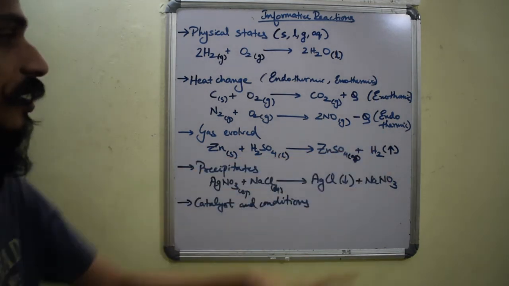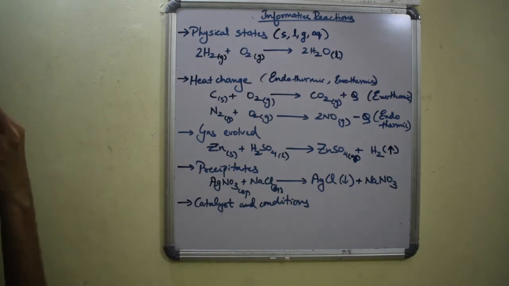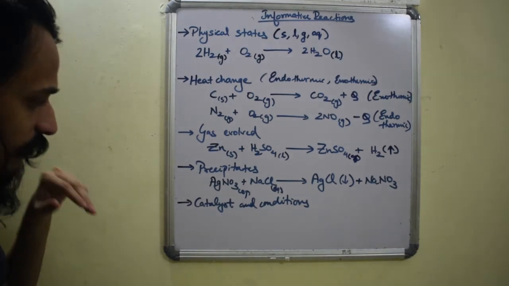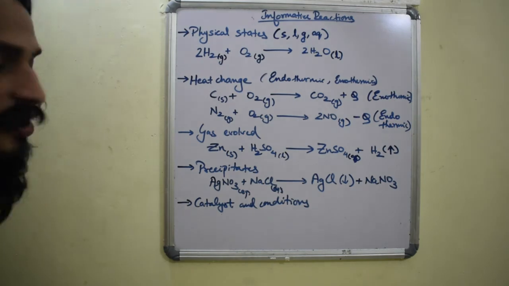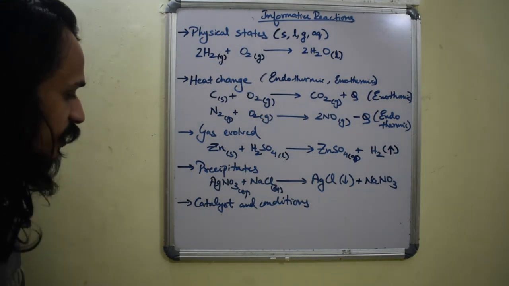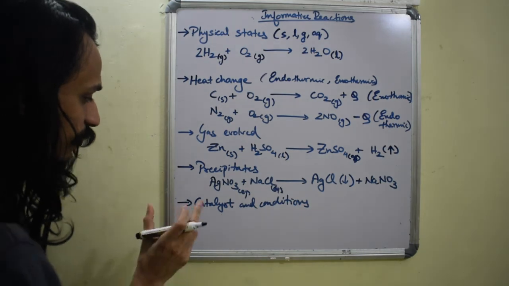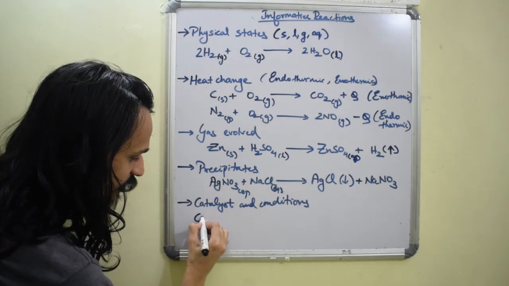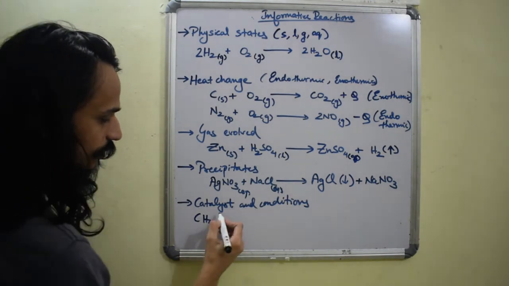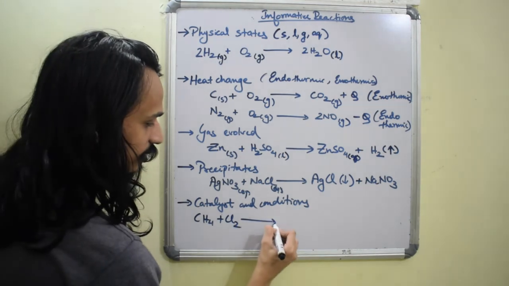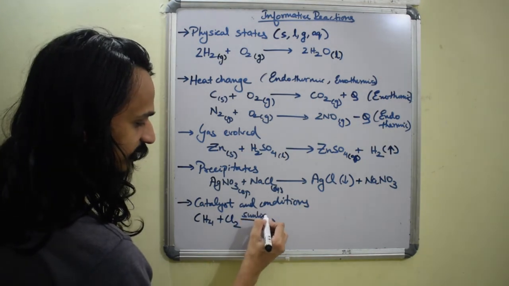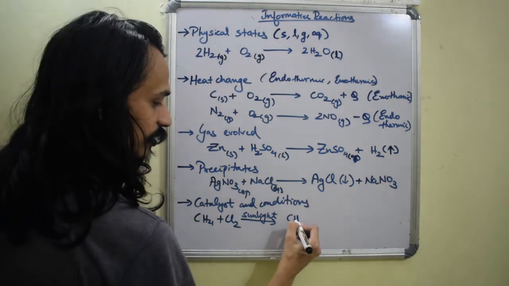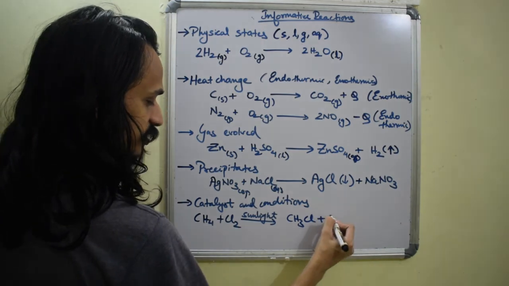For example, in endothermic reactions, we need to heat the reaction, put it on a flame or something for it to work. So for these kinds of reactions, how do I denote it? A simple example for a catalyst: there is a reaction where methane reacts with chlorine in the presence of sunlight. Without sunlight that reaction doesn't happen. It creates CH3Cl plus HCl.